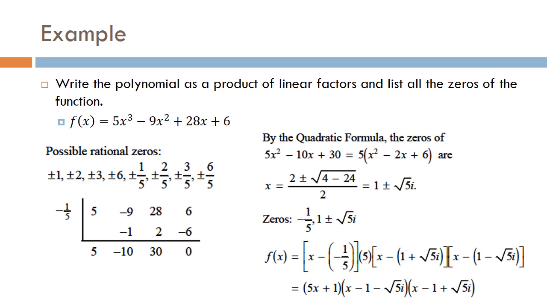So we have x minus negative 1/5 times 5, because remember we factored the 5 out, so that's got to be in the final answer, times x minus 1 plus the square root of 5i, times x minus 1 minus the square root of 5i. If you multiply that 5 through the first parenthesis, it makes it a little nicer. You've got 5x plus 1, and then you've got the other two parentheses.